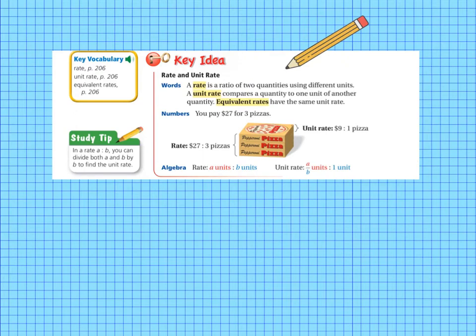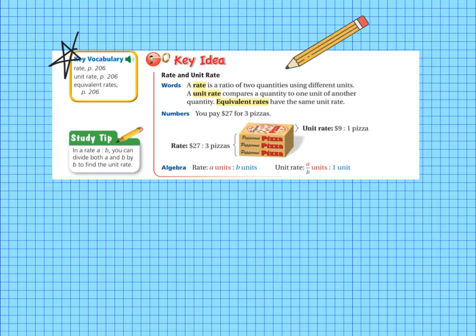Let's take a look at this key idea. It has the pencil icon, so that's a clue that you need to copy this into your math notebook. You should already have the key vocabulary in your words worth knowing section in your notebook, but you also need to write this key idea in your lesson.